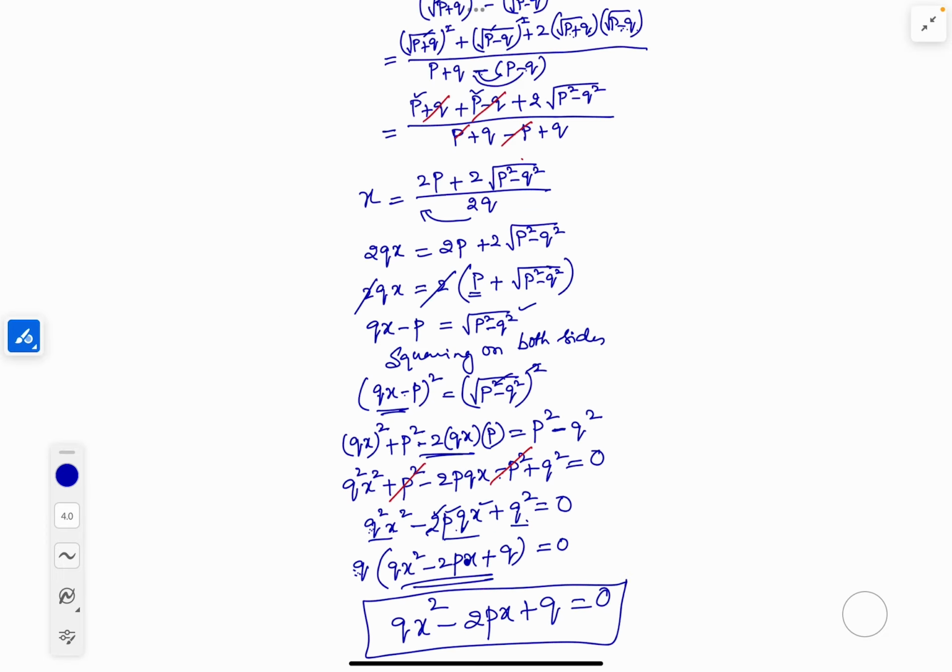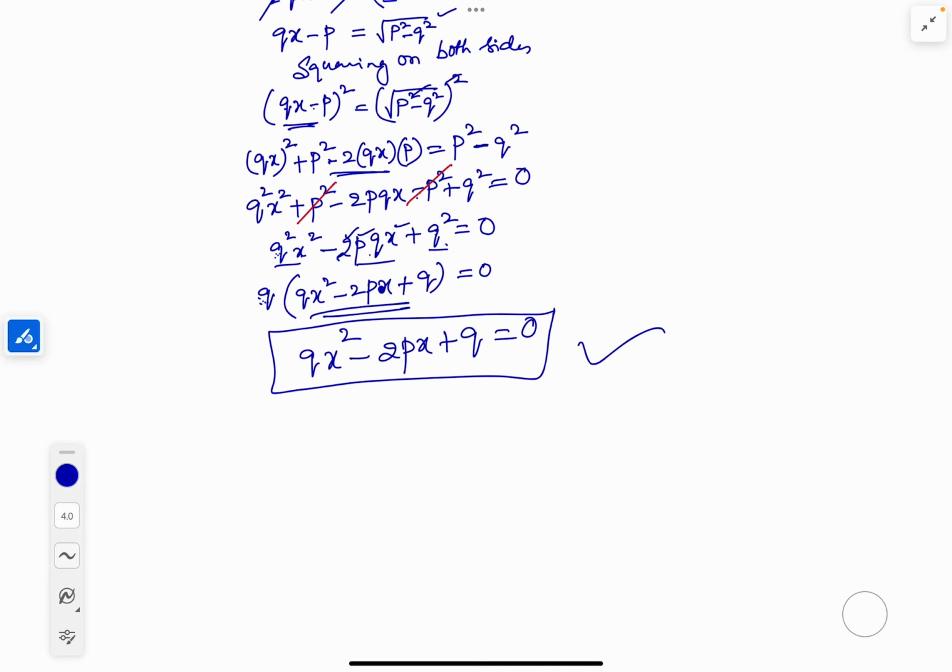Okay, children, after doing so much, finally we got the answer as 0. That is the magic of math.